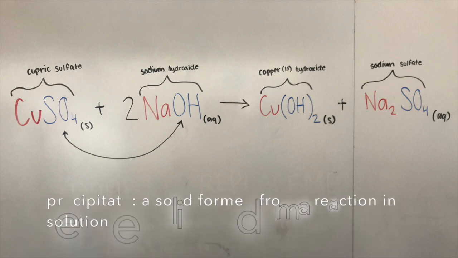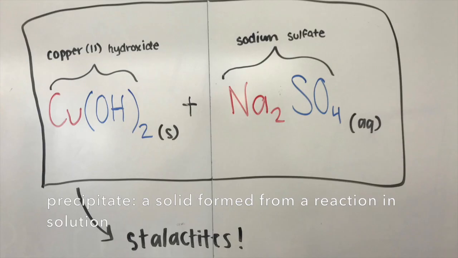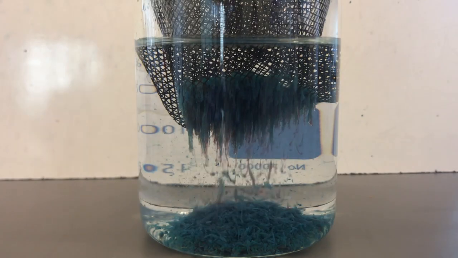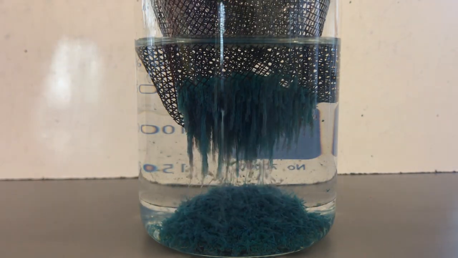When a solid forms from a reaction in solution, it's called a precipitate. Both stalactites we saw are precipitates. Explaining the second reaction in depth, we invite you to think about how it may have worked using the concepts you just learned. We hope you learned something.